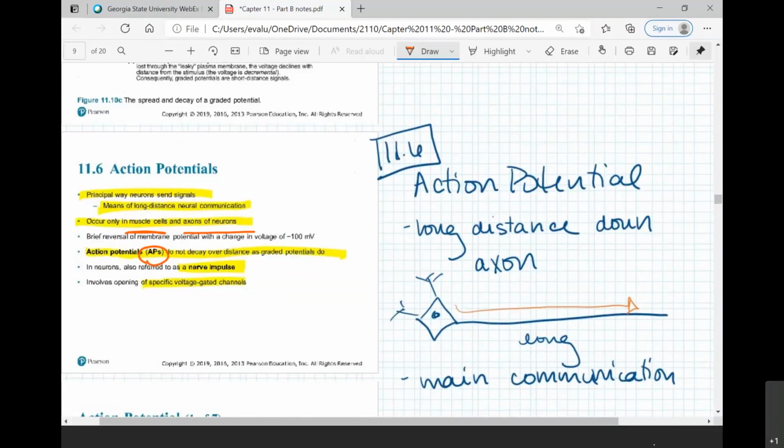And what's cool is that they do not decay. So once it happens, it's good to go. You'll also hear of this as an impulse. That's an interesting term, but you'll hear it referred to as an impulse moving down the length of an axon. And it is caused by specific voltage gated channels that are opening.